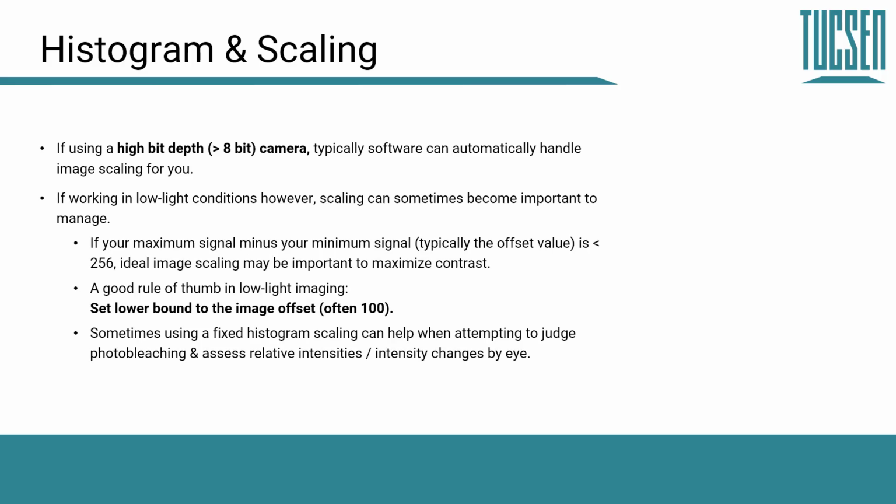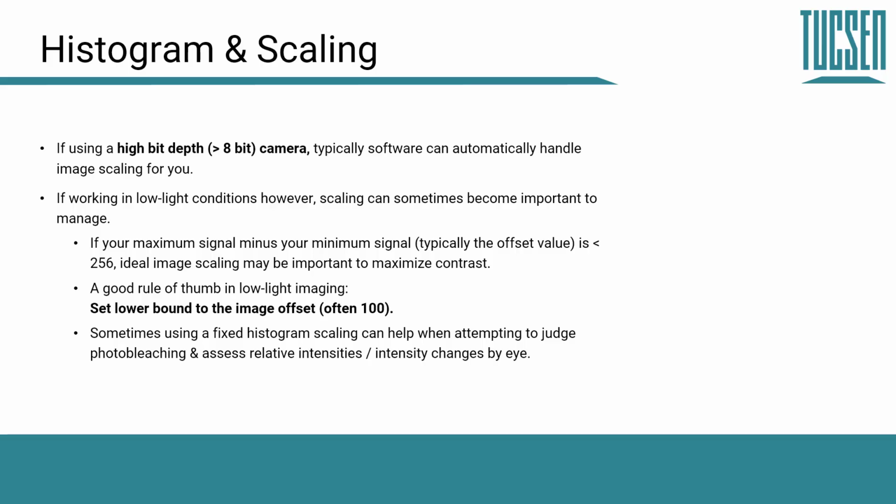If, however, you're working in low light conditions, sometimes scaling can be really important to give you the best contrast for seeing what's going on. As a rule of thumb, if your maximum signal minus your minimum signal, which is usually the offset value, is less than 256, so less than our number of monitor intensity values that we're going to be scaling against, it might be really important to maximize our contrast by setting the appropriate image scaling settings. And this might not always be very well set by automatic image scaling adjustments in software.